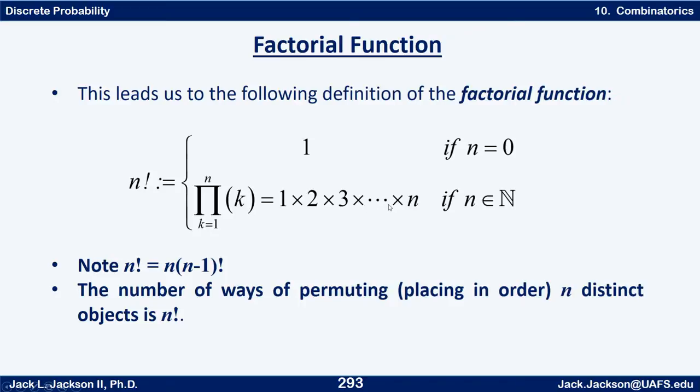And this second line here is defined for any natural number n, and since we throw in n factorial is 1 if n is 0, factorial is now defined for any whole number. Notice we also have a recursive pattern that n factorial is n times (n minus 1) factorial. And by the way, there's an order of operations here too. The factorial takes precedence over the multiplication. And it turns out that n factorial is exactly the number of ways of permuting, or placing in order, n distinct objects.